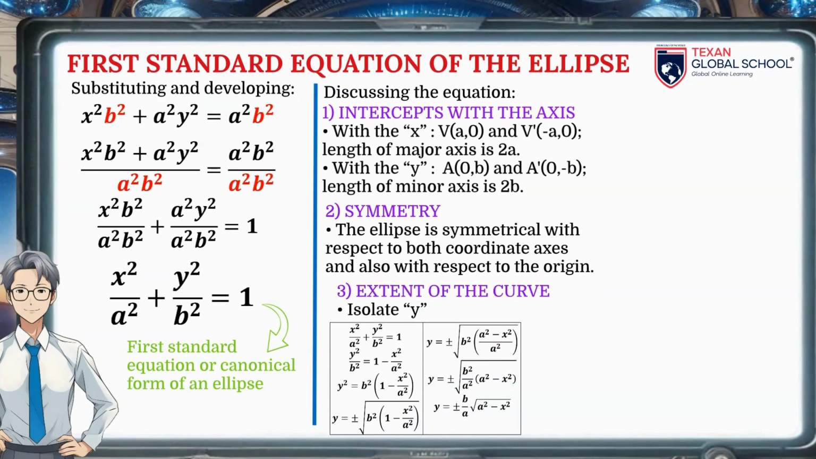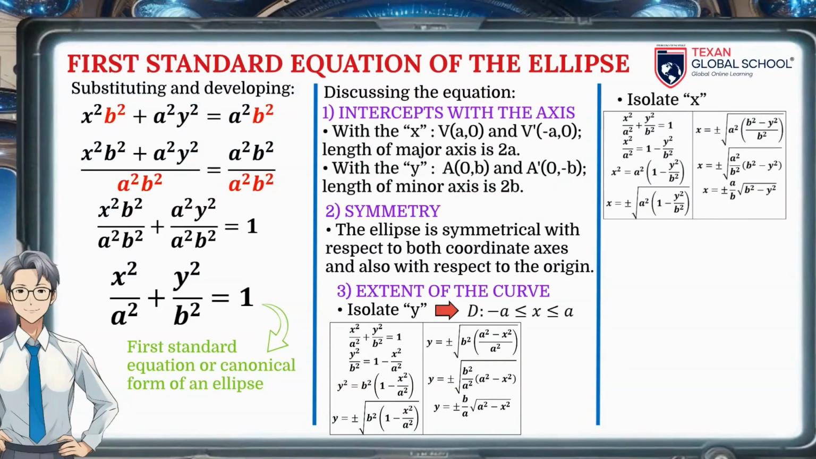Now, to determine the extent of a curve, isolate each variable and analyze. For the determination of the variation intervals for which x are real numbers, that is, the domain, solve for y, so that the domain includes all real numbers greater than or equal to -a and less than or equal to a. That is, all values within the major axis. And for the determination of the intervals of variation for which y are real numbers, the range, solve for x. Hence, the range includes all real numbers greater than or equal to -b and less than or equal to b. That is, all the values within the minor axis.